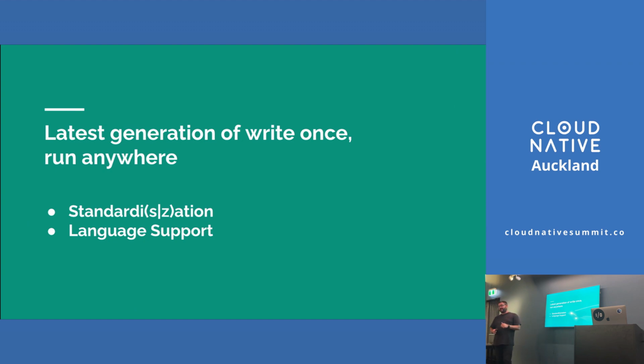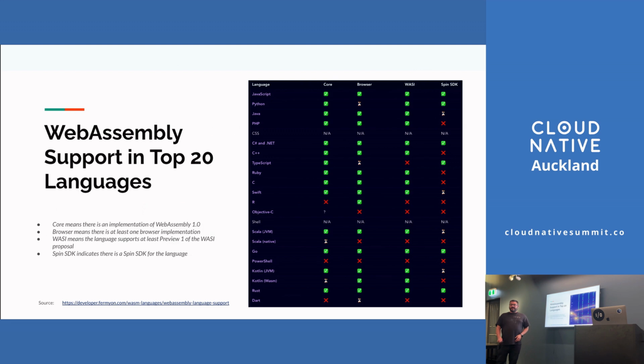And then the big one is the language support. Quite often, in previous iterations, it's been very much language bound to a certain solution. In terms of language support, this is a big one. Currently, this is just the top 20 languages based on RedMonk's ranking from a couple of years ago, so there's a whole lot more supported. But you can see the first line is essentially supporting WebAssembly 1.0. The second one is if there's at least one browser implementation. Third one is the WASM implementation, so that's at least preview 1.